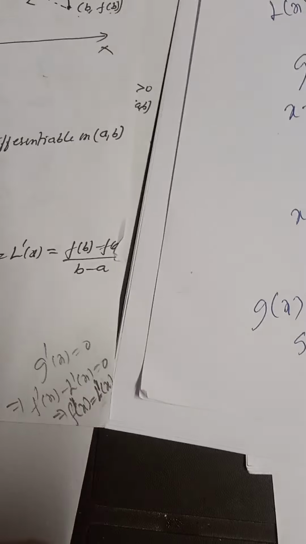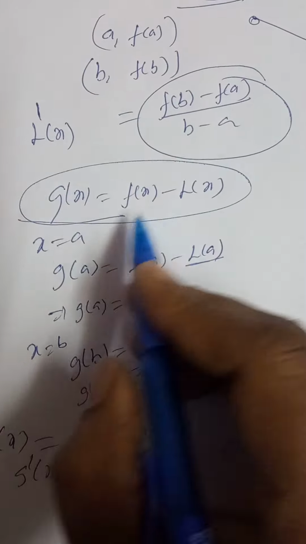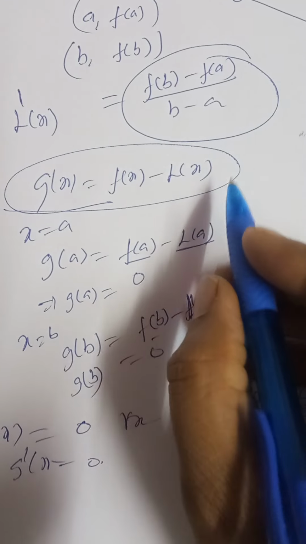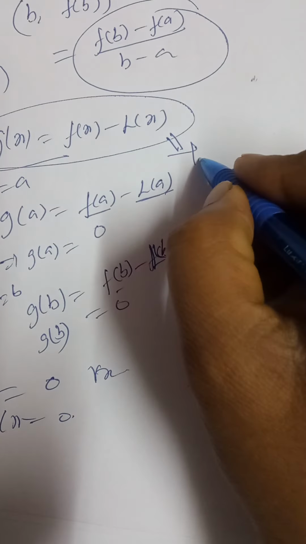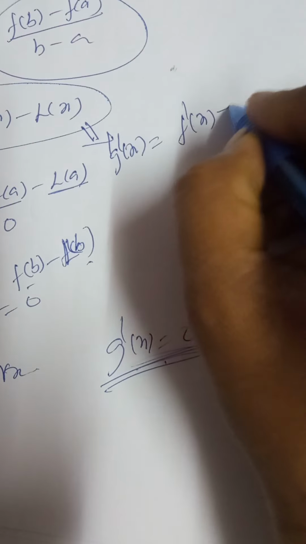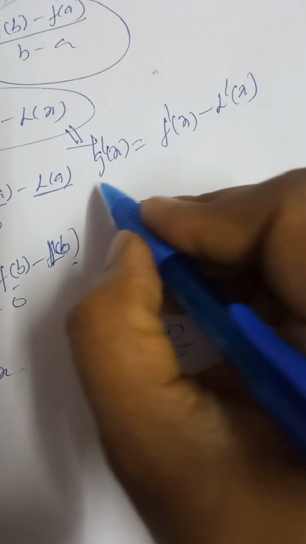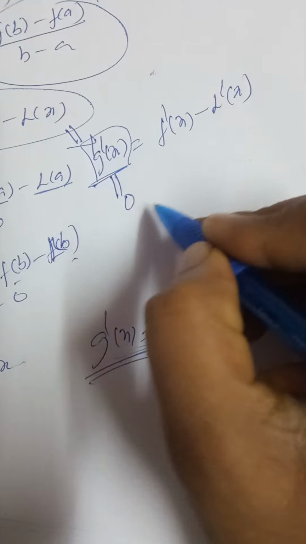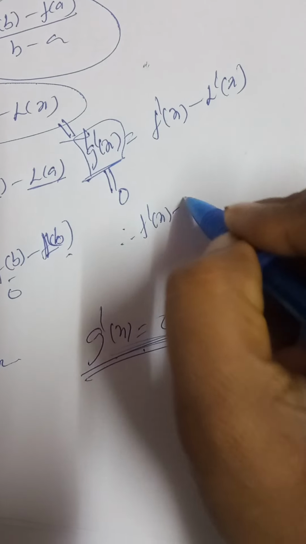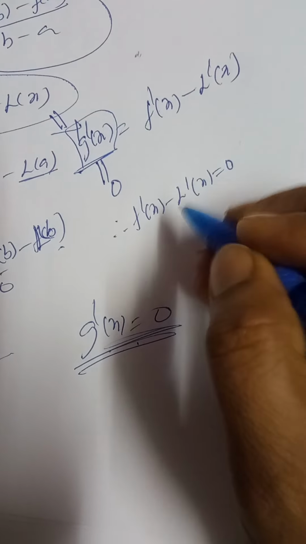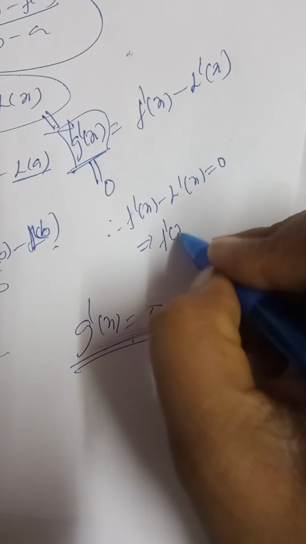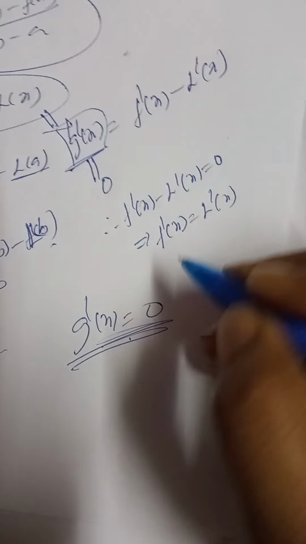Now by Rolle's theorem we have, see, now we know that g dash of x is equal to 0, no? What is g of x? This one. If you differentiate this one, g of x is equal to f of x minus L of x, no? If you differentiate this one, g dash of x is equal to what you will get? F dash of x minus L dash of x. We know that g dash of x is equal to 0. Therefore, f dash of x minus L dash of x is equal to 0. This implies f dash of x is equal to L dash of x.